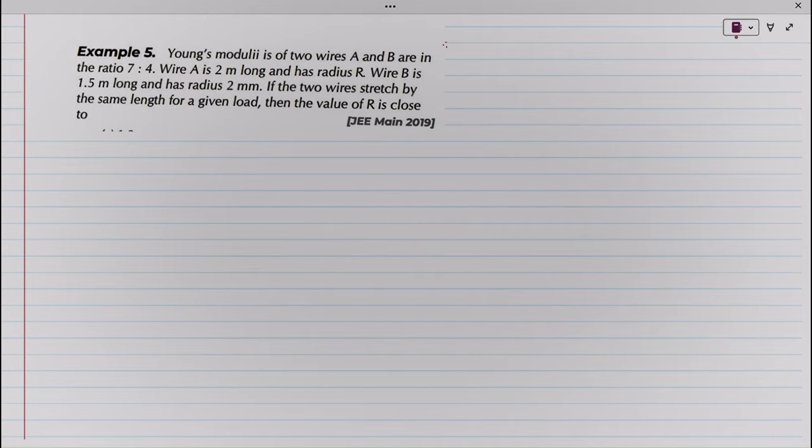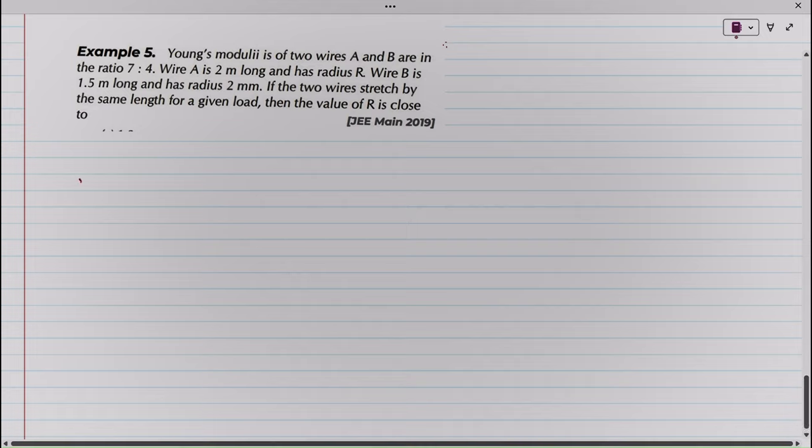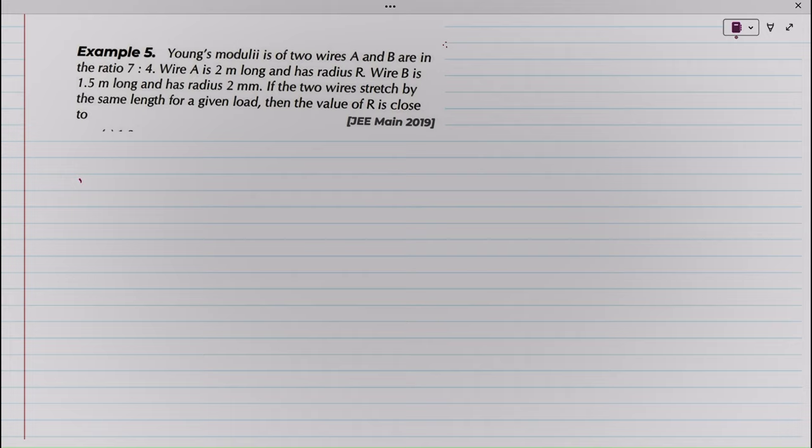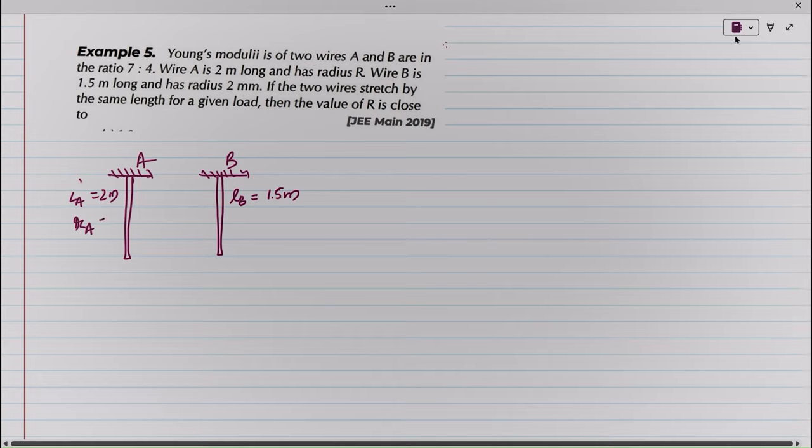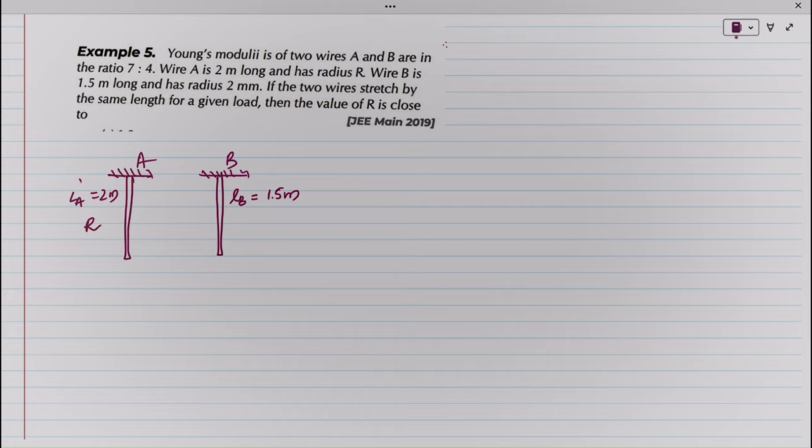Consider the next question. Young's moduli of two wires A and B are in the ratio 7 is to 4. Wire A is 2 meter long and has radius R. Wire B is 1.5 meter long and has radius 2 millimeter. If the two wires stretch by the same length for a given load, then the value of R is close to. We are given wires A and B with length LA equal to 2 meter and LB equal to 1.5 meter, and we have to find the value of R. Then RB is equal to 2 millimeter.